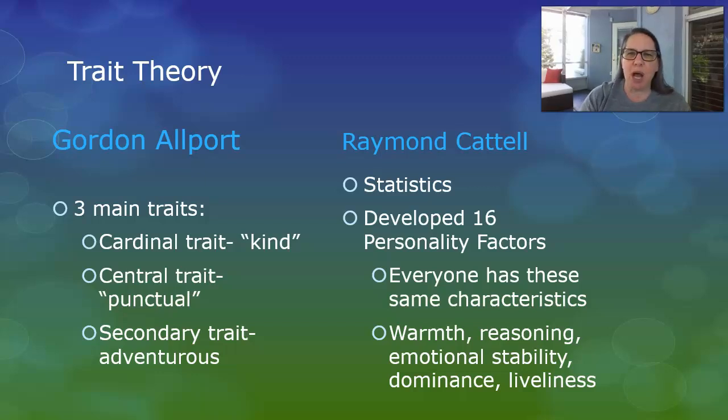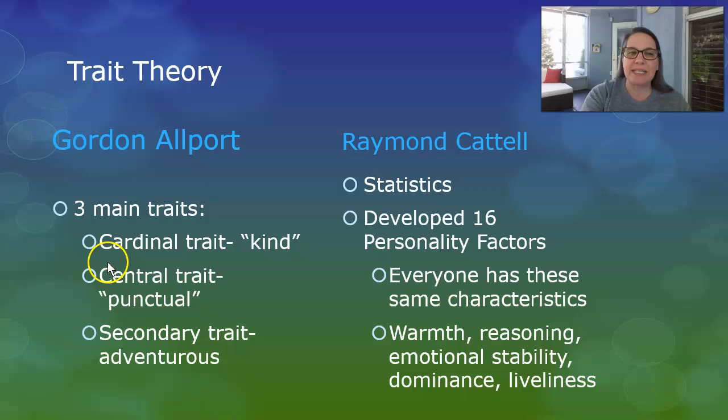So there's a couple of initial historical trait theories that we talk about. The first one is by researcher Gordon Allport. And he said that we had 3 main traits. So he had what was called a cardinal trait. This is the most important defining trait of your personality. Okay, a cardinal trait. So for example, you are kind.